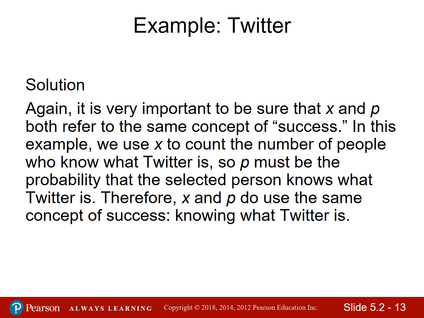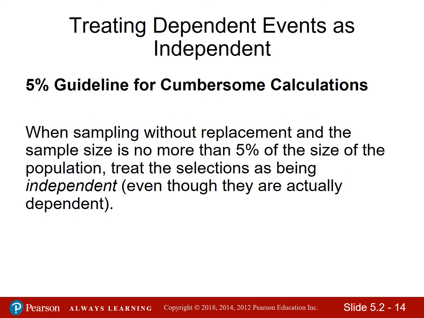Again, it is very important to be sure that x and p both refer to the same concept of success. Once you have p, it is easy to find q. You just do 1 minus p.